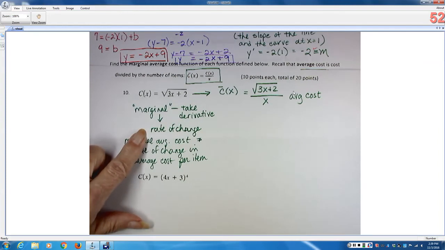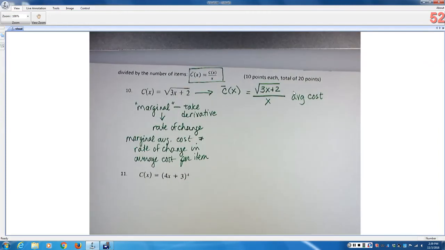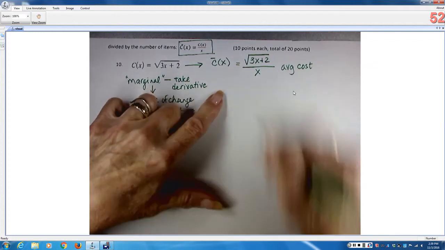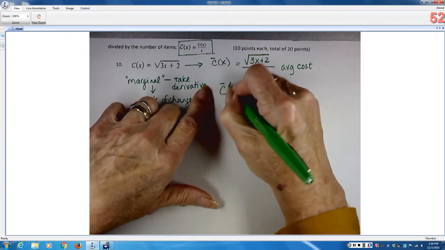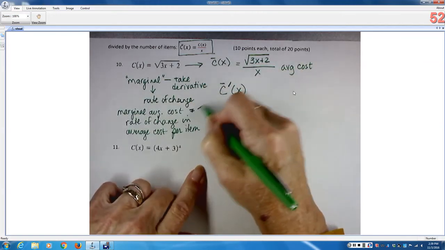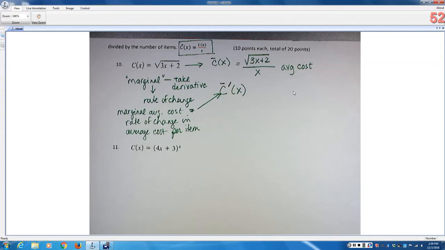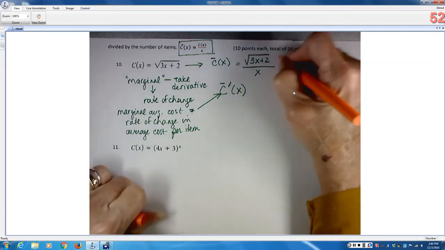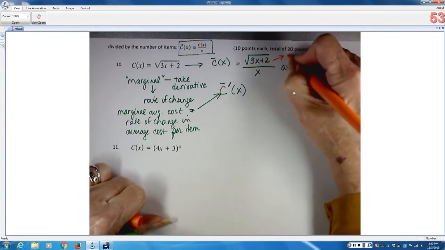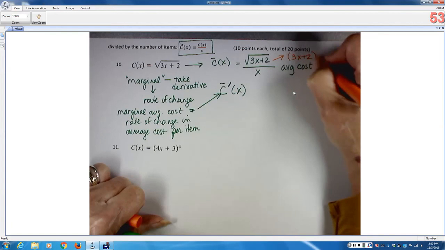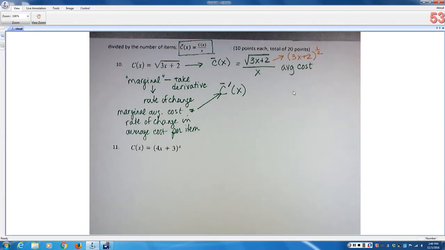But right now we need to find the marginal cost, and we can find the marginal cost on this by taking the derivative of the average cost function, the marginal average cost. So we need to find C average prime of X, which is the marginal cost. Now, in order to find that, you may do this two different ways. It's up to you. The first way would be to do this as quotient rule. And what you probably are going to want to do is take into account that this is the same as 3x plus 2 to the 1/2 power. That will make it easier.